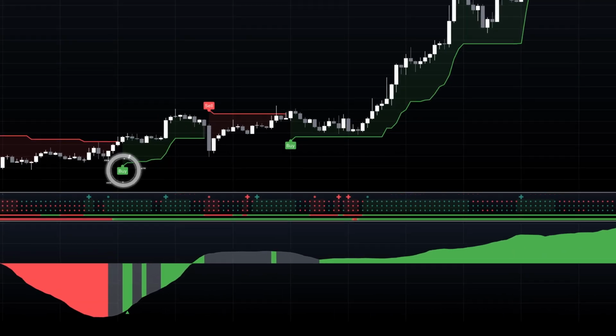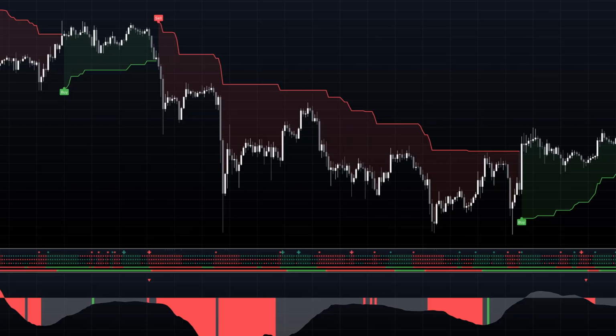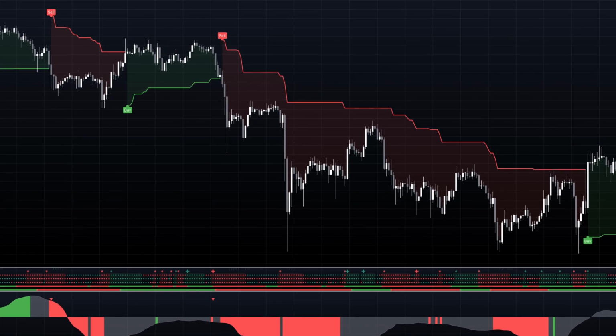Enter a long position when the Supertrend flashes a buy signal, all 5 trend meters are green, and a green up triangle is flashing on the volume fight indicator. For short positions, you need a sell signal from the Supertrend, all 5 trend meters in red, and a red triangle on the volume fight indicator.